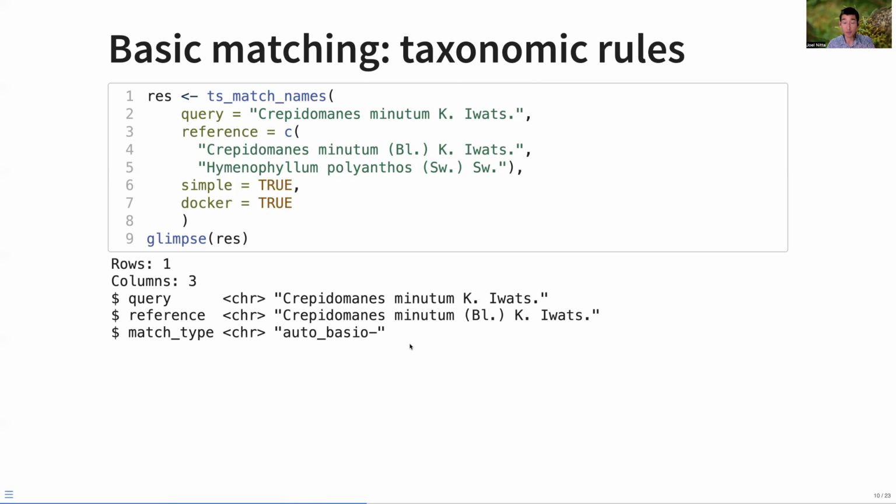And that's following these taxonomic rules where it detected that the reference includes a basionym, Blume in parentheses, but that the input query didn't have that. So it recognized that those are actually the same name that differ only in the presence or absence of the basionym. And again, this is done using TaxonTools. And I don't think there are many other taxonomic software packages that can handle that sort of thing.